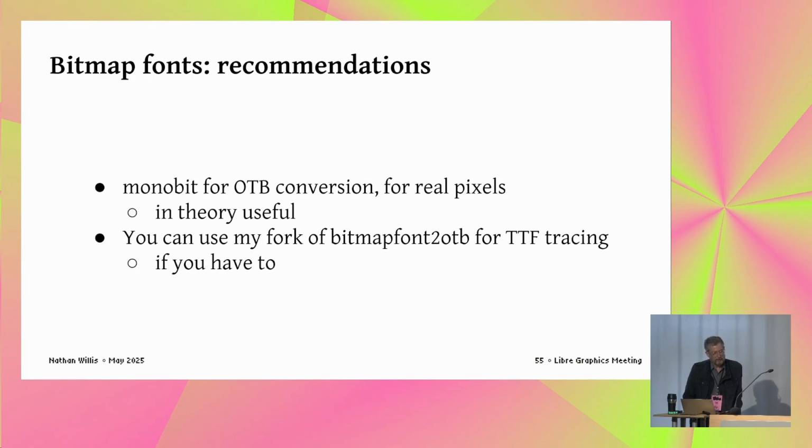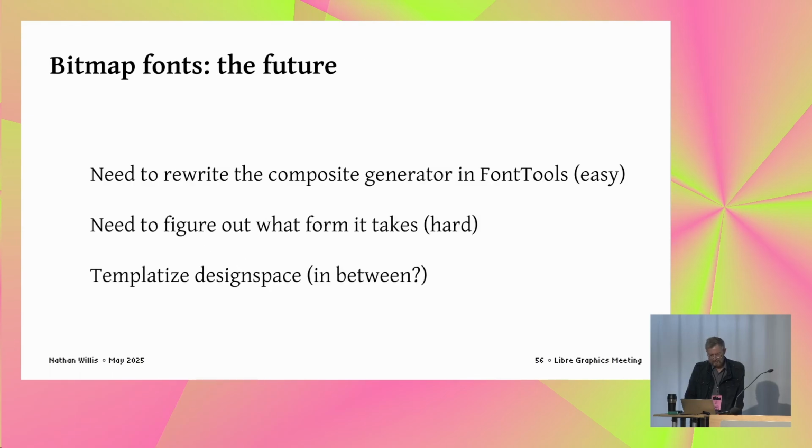I think if you want OTBs for things, Monobit will do what you want. It's in theory useful, even for people who need bitmaps for their hardware devices. You're welcome at this point to test out that fork of bitmap font to OTB for the tracing use case, if you have to. I think I probably just need to go back and finish doing it in fontTools. The FontForge Python scripting is not good in the real world because you can't install it through pip, so you can't use it in a virtual environment. And it's not generating BDFs correctly. I talked to the guy from BDFlib, and I'm working around it in that fork of the script, but it might just need to be replaced.